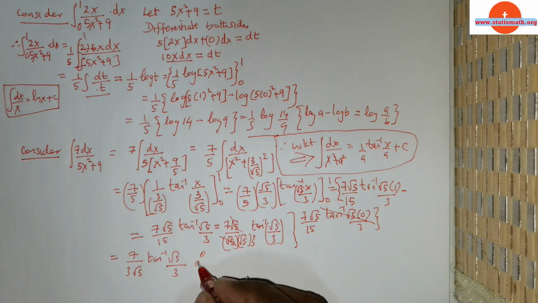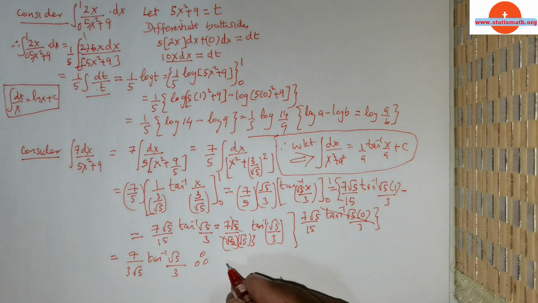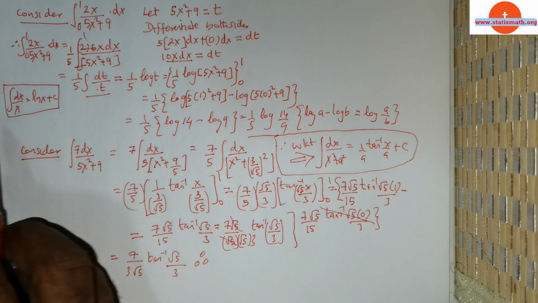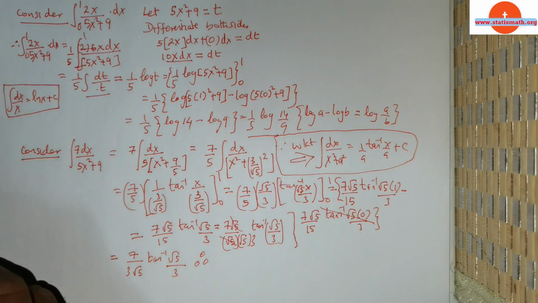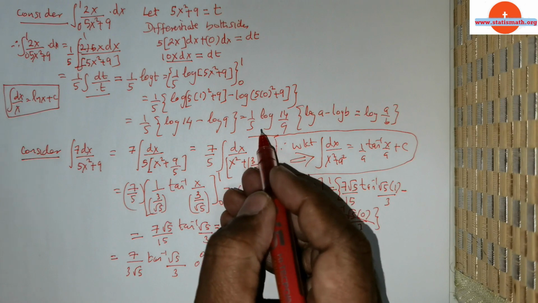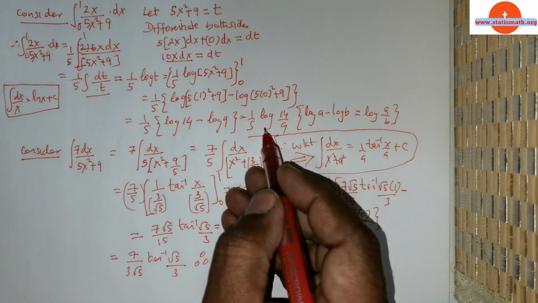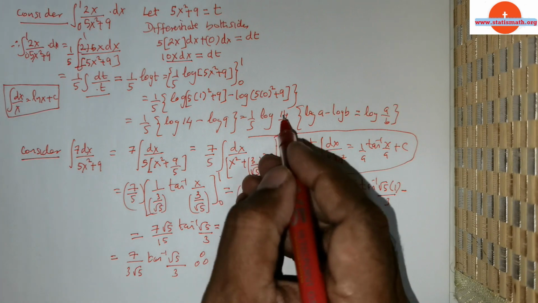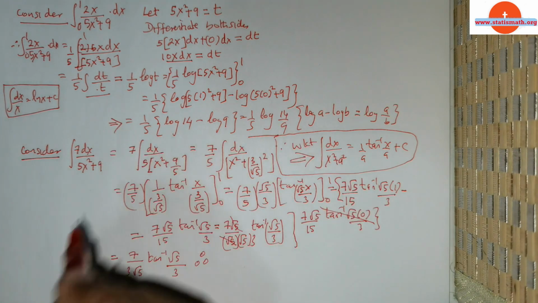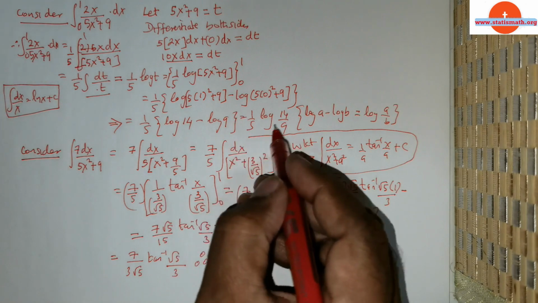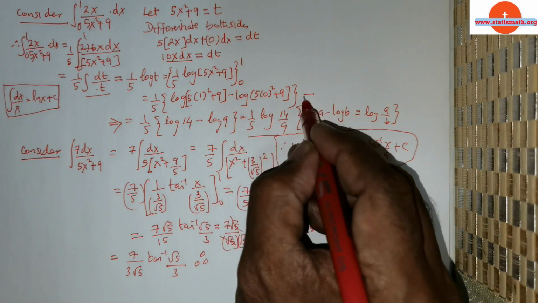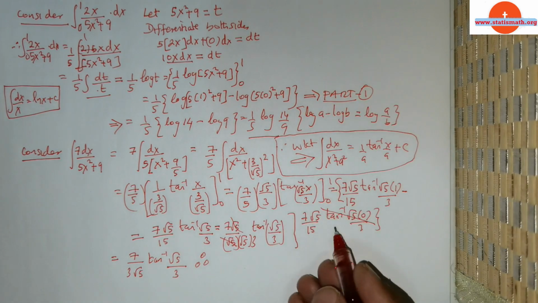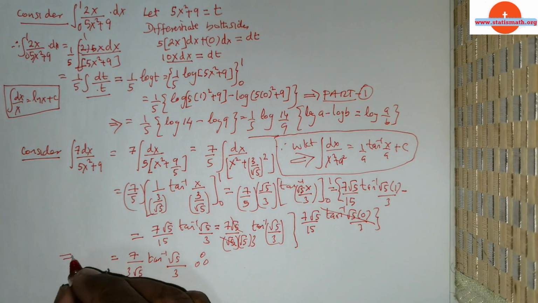Now we need to write the final solution, right? Considering the first part, we had a solution as 1 over 5 times log 14 divided by 9. So you should have this in mind. So this is part 1. This is part 1. And this is part 2.